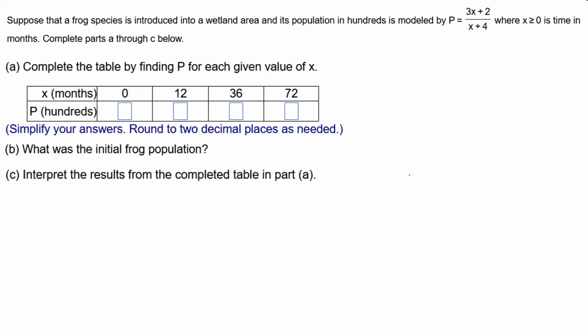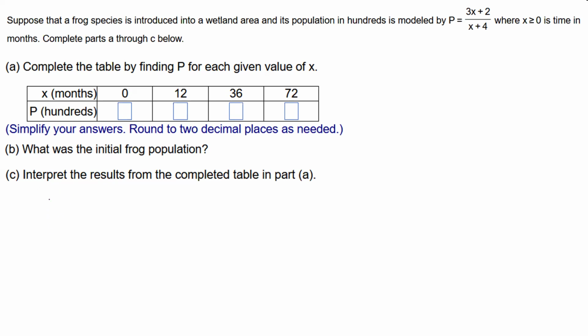Right, so here we're going to do the last two problems. It says, suppose that a frog species is introduced to a wetland and its population in hundreds. Now that's a key thing. Its population, in hundreds, is modeled by p equals (3x plus 2) over (x plus 4), and x is greater than or equal to 0 as the time in months. Now we're supposed to complete three parts, A, B, and C.